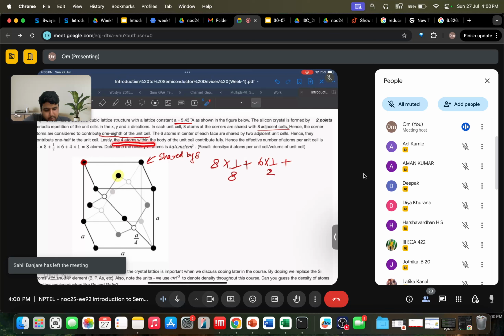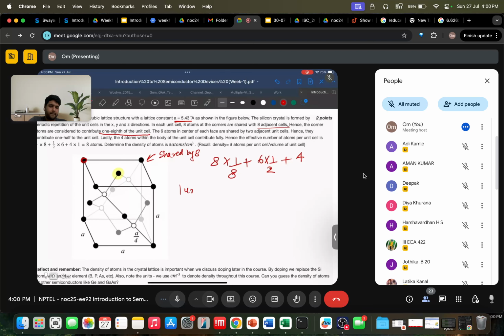And lastly, 4 atoms within the body of the unit cell contribute fully. There are 4 atoms inside the unit cell, 1, 2, 3, and 4, which contribute completely, plus 4. So in total, in one unit cell, you have 8 atoms. Sorry, you should write it: 8 into 1 by 8 is 1, plus 6 into 1 by 2 is 3, plus 4, which is 8 atoms in one unit cell of silicon.